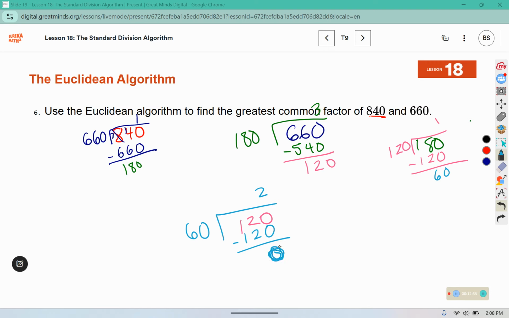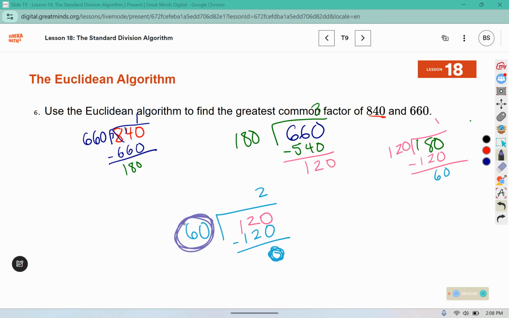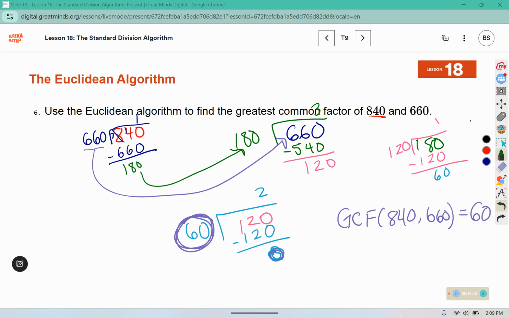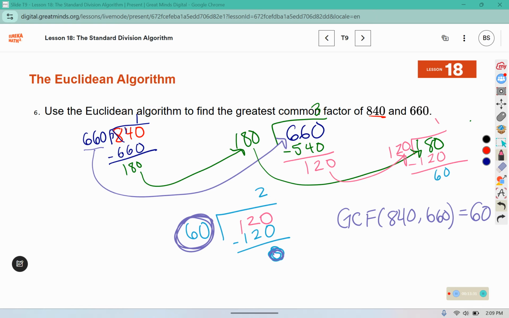So when we get 0 as our leftover, the greatest common factor is the piece that we were dividing by. So in this problem, the greatest common factor of 840 and 660 is 60, because this is when we got that remainder of 0. So we would continue this process of swapping the outside to the inside and the remainder to the outside until we get a leftover that is equal to 0.